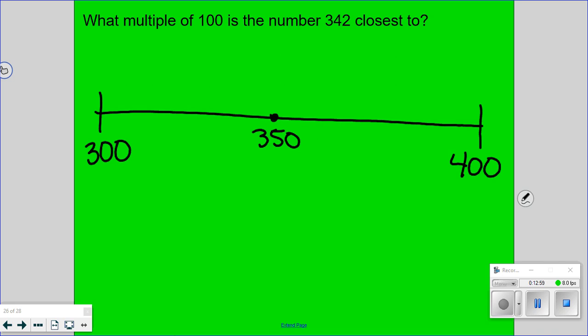Bryson? 342. Bryson, is it going to go before 350 or after 350? Before. Go put it on there. See where it is going to go. All right, Bryson, talk to us. Why did you put it there? Because it's not too far from 350 or too close to it. That's why. Okay. Any thoughts about where Bryson put 342?